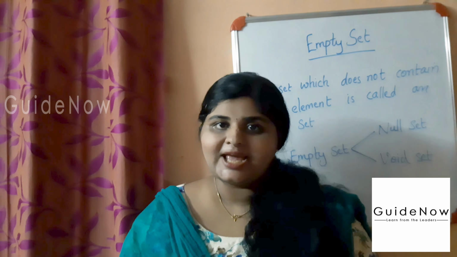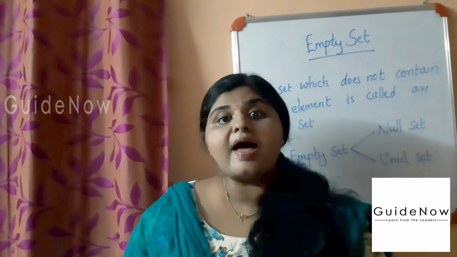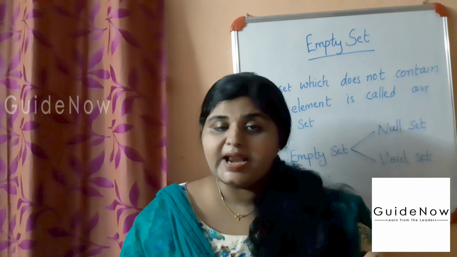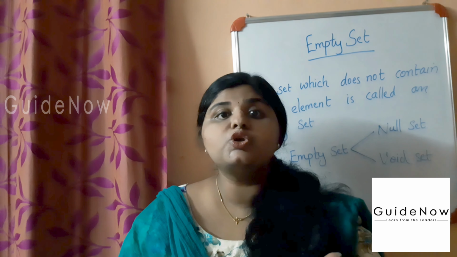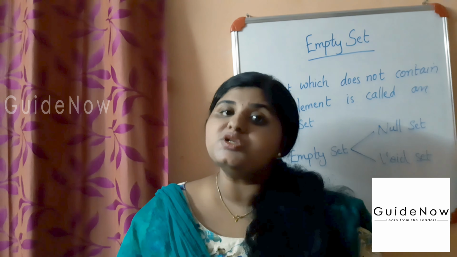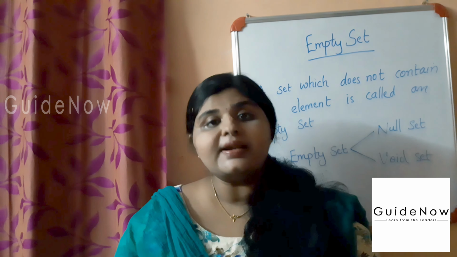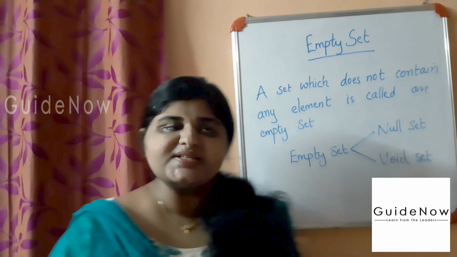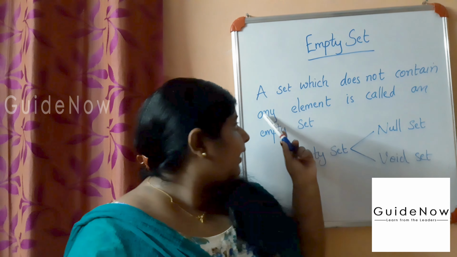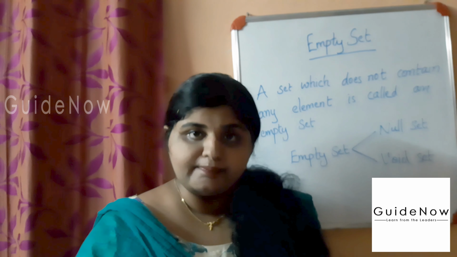Discussing the empty set. What does empty mean? Empty means there is nothing in it. So empty set means inside the set there are no elements. These are empty sets. An empty set is also known as a void set or null set. The definition is: a set which does not contain any element is called an empty set.